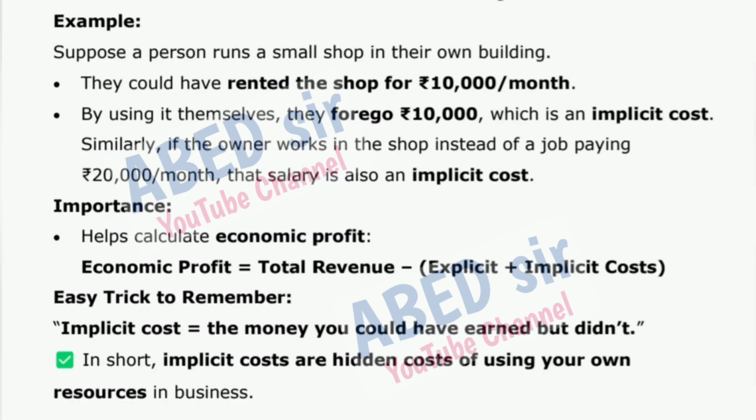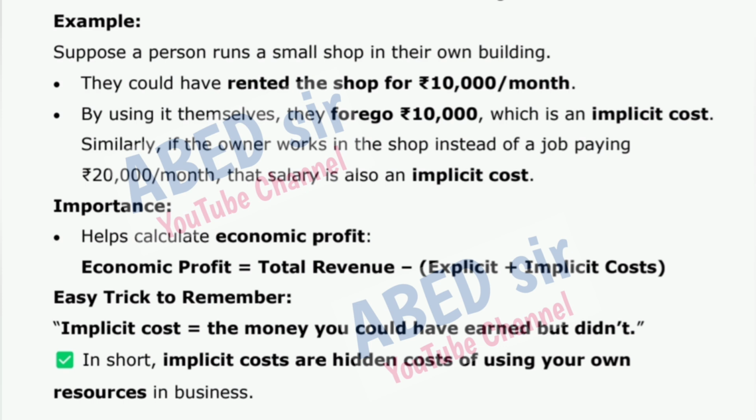Example: suppose a person runs a small shop in their own building. They could have rented the shop for 10,000 rupees per month. By using it themselves, they forgo 10,000 rupees, which is an implicit cost. Similarly, if the owner works in the shop instead of a job paying 20,000 rupees per month, that salary is also an implicit cost. Importance.